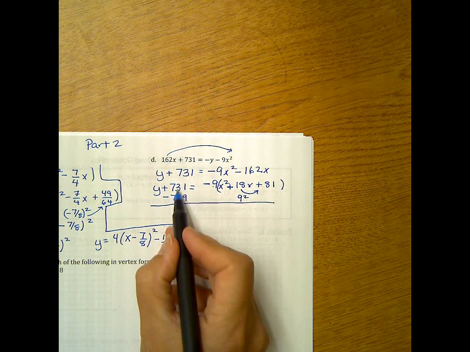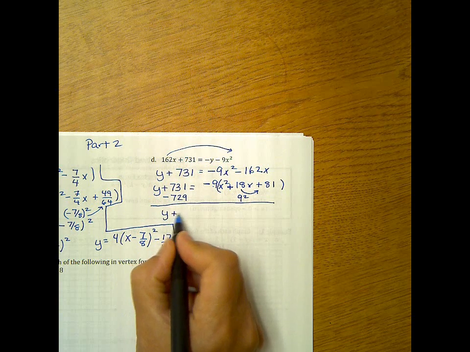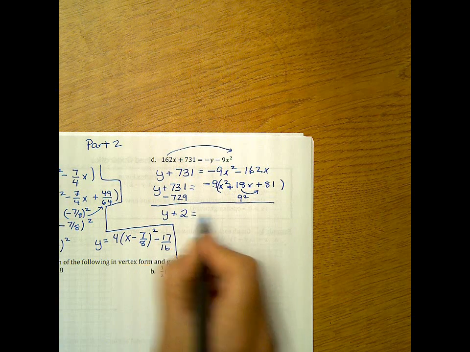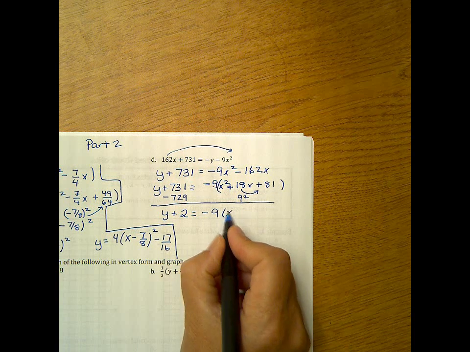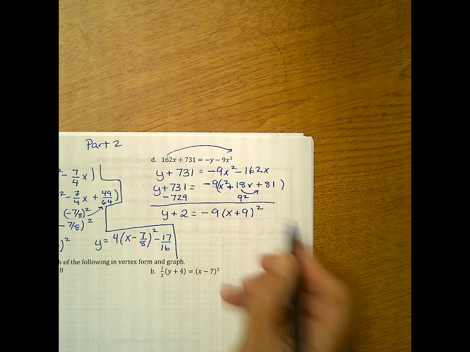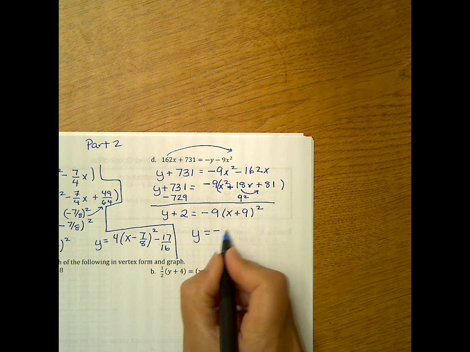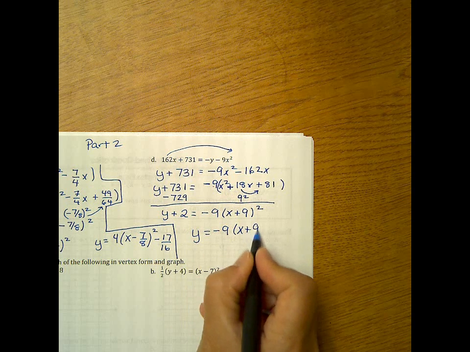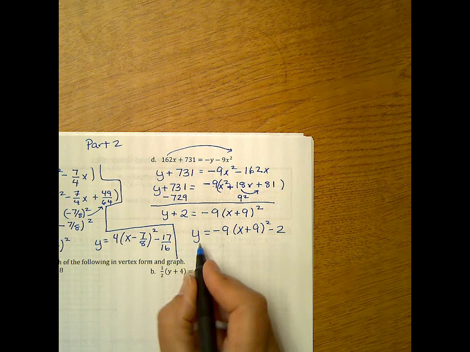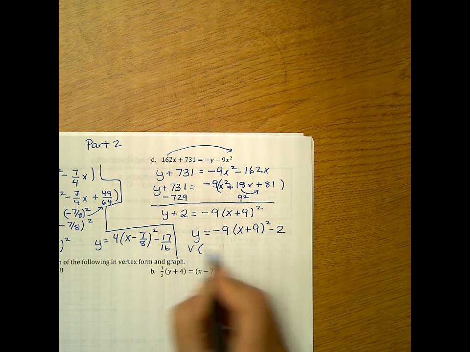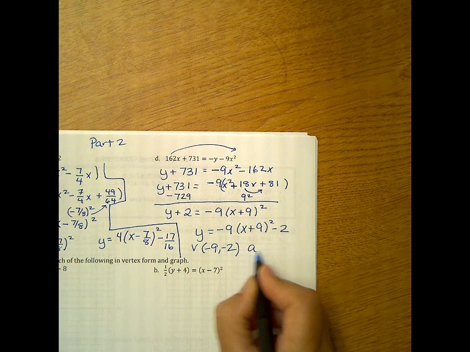Okay, so 731 minus 729 is just a nice little 2 after all that mess. We have -9, and we factor this. We have x plus 9 squared. Last step is to get that y alone, so we're going to subtract the 2: -9 times x plus 9 squared minus 2. Really take your time on this. Lots of places to make a mistake. Our vertex is now -9, -2. Our a value is -9.